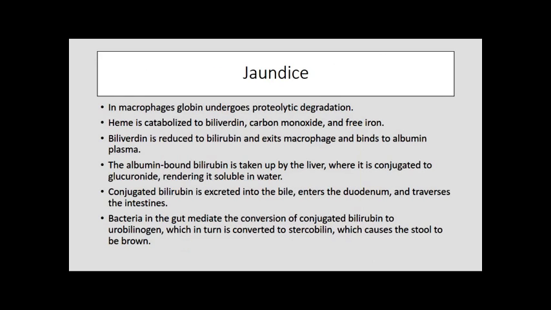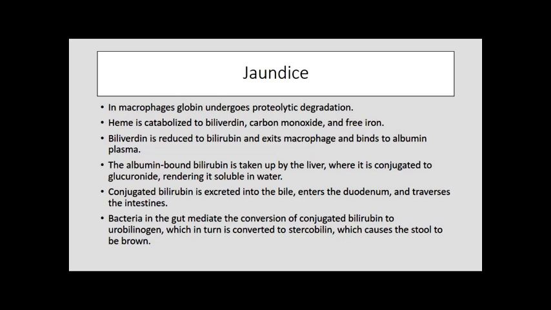So here you have the explanation. Globin undergoes proteolytic degradation in the macrophages, broken down to its amino acids. The heme group is catabolized to biliverdin, carbon monoxide, and free iron. Iron is stored. The biliverdin is reduced to bilirubin and exits the macrophage, binding to albumin in the plasma. And this albumin-bilirubin complex is taken up by the liver and is conjugated to glucuronide, making it soluble in water.